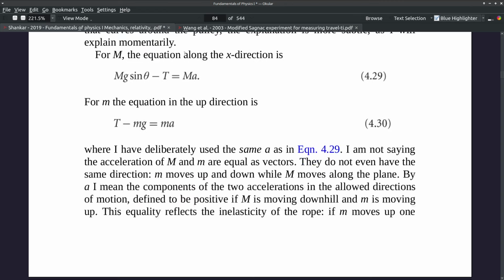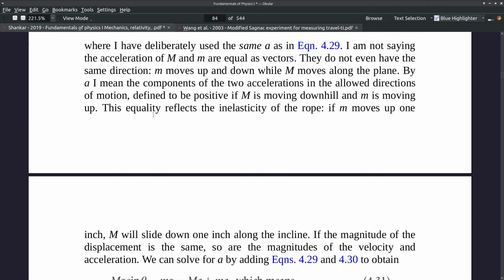For M, the equation along the x direction is Mg sine theta minus T equals Ma. For the m, the equation in the up direction is T minus mg equals ma, where I have deliberately used the same a as in equation 4.29. I am not saying the accelerations of m and M are equal as vectors. They do not even have the same direction. Little m moves up and down while big M moves along the plane. By a, I mean the components of the two accelerations in the allowed directions of motion, defined to be positive.